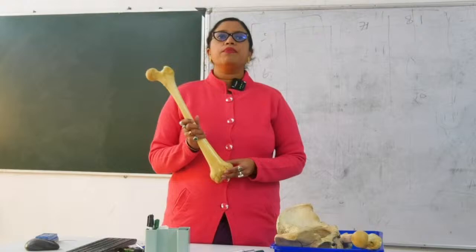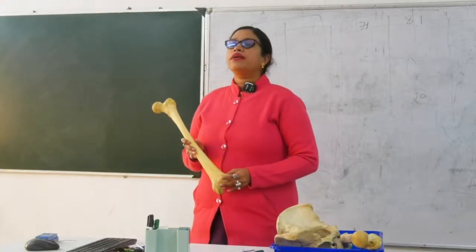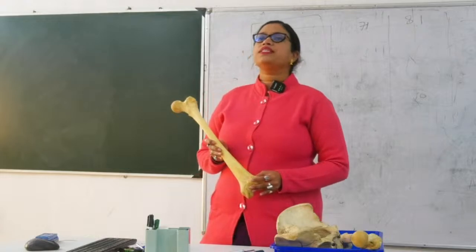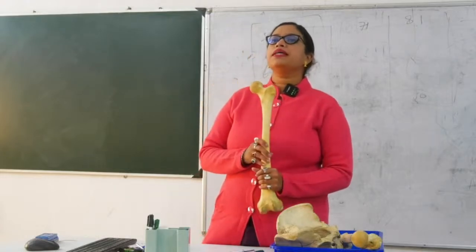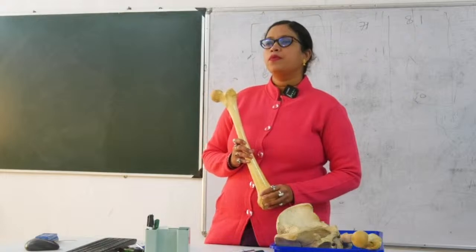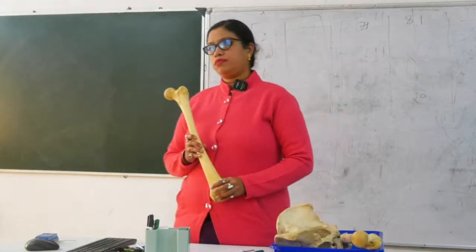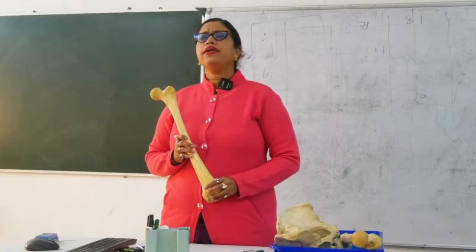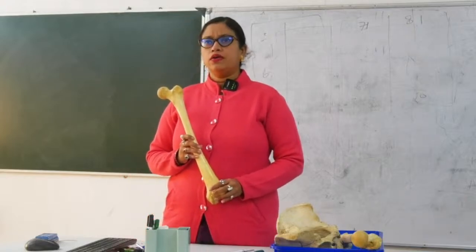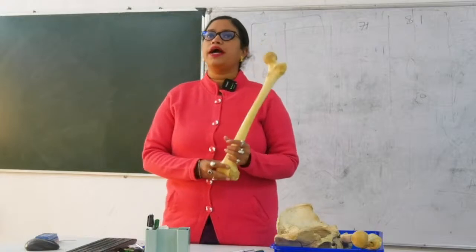What is the length of femur? 45 centimeter. So which are the other lengths? If somebody's height is 6 feet, what would be the length of femur? 1/4. So how much would it be? 1.5. Okay, 1/4 of the height of the individual.